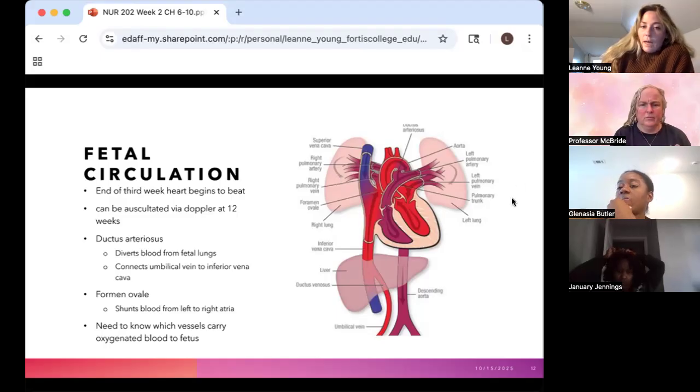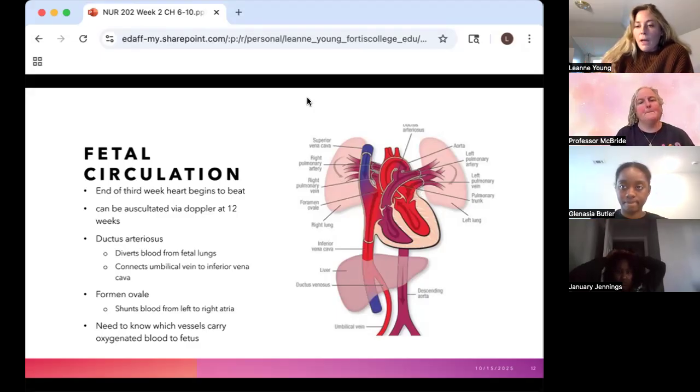So this is a lot, and seeing it on a graph is going to be a lot easier. I didn't put it in this PowerPoint, but I'm going to attach it to your week 2 announcement, where I have a video of it showing the blood flow: mom, placenta, baby, and back out.